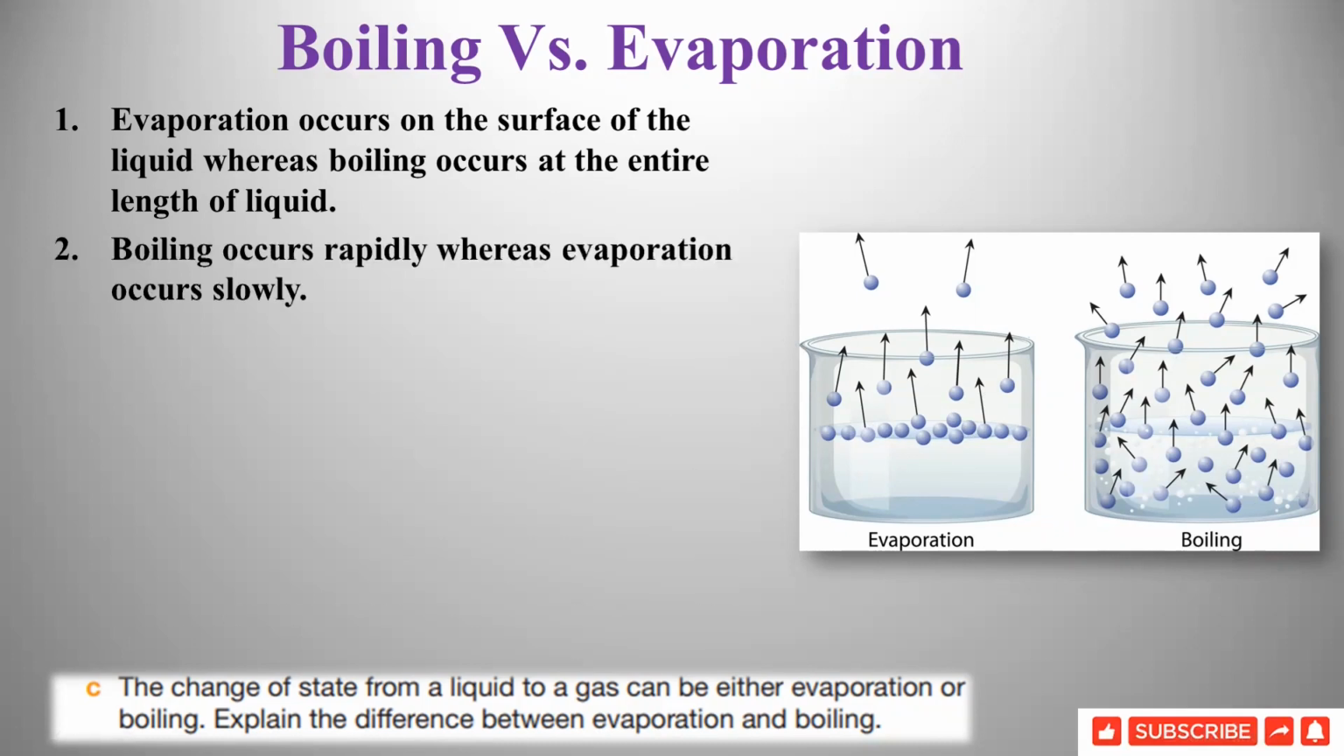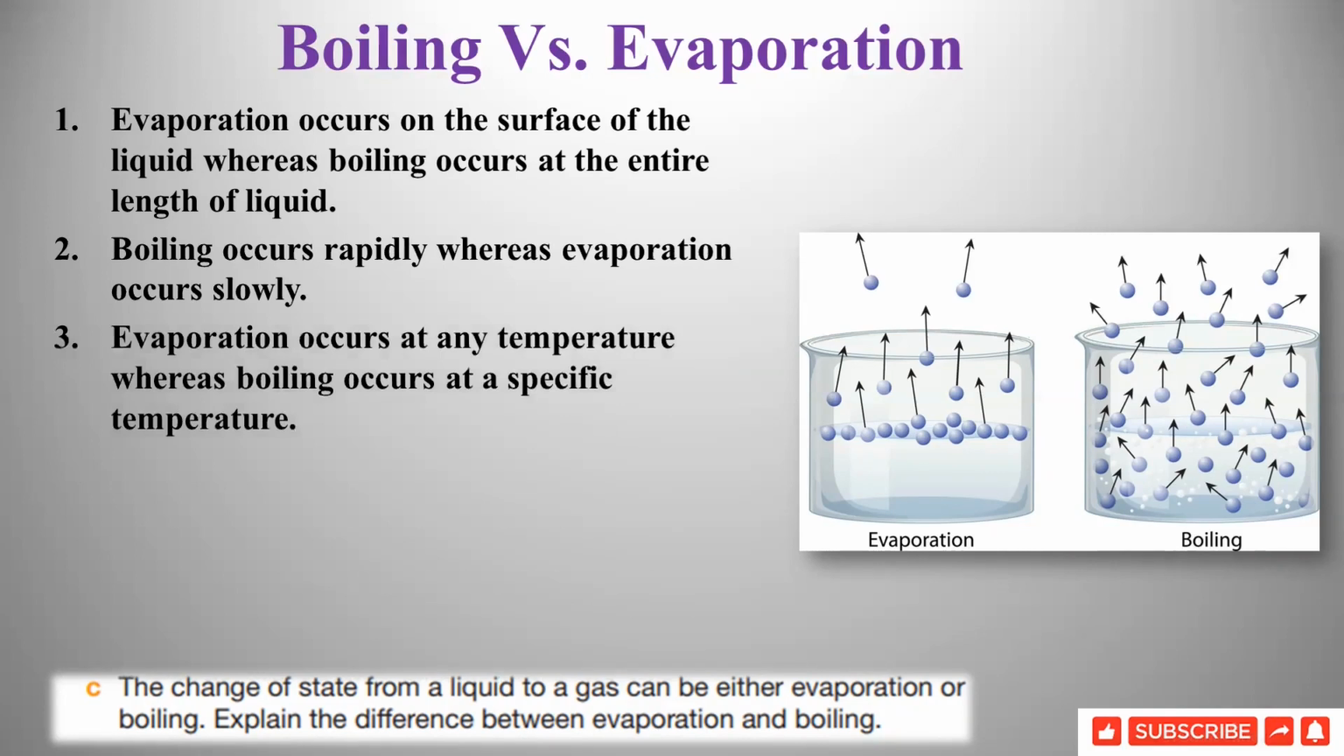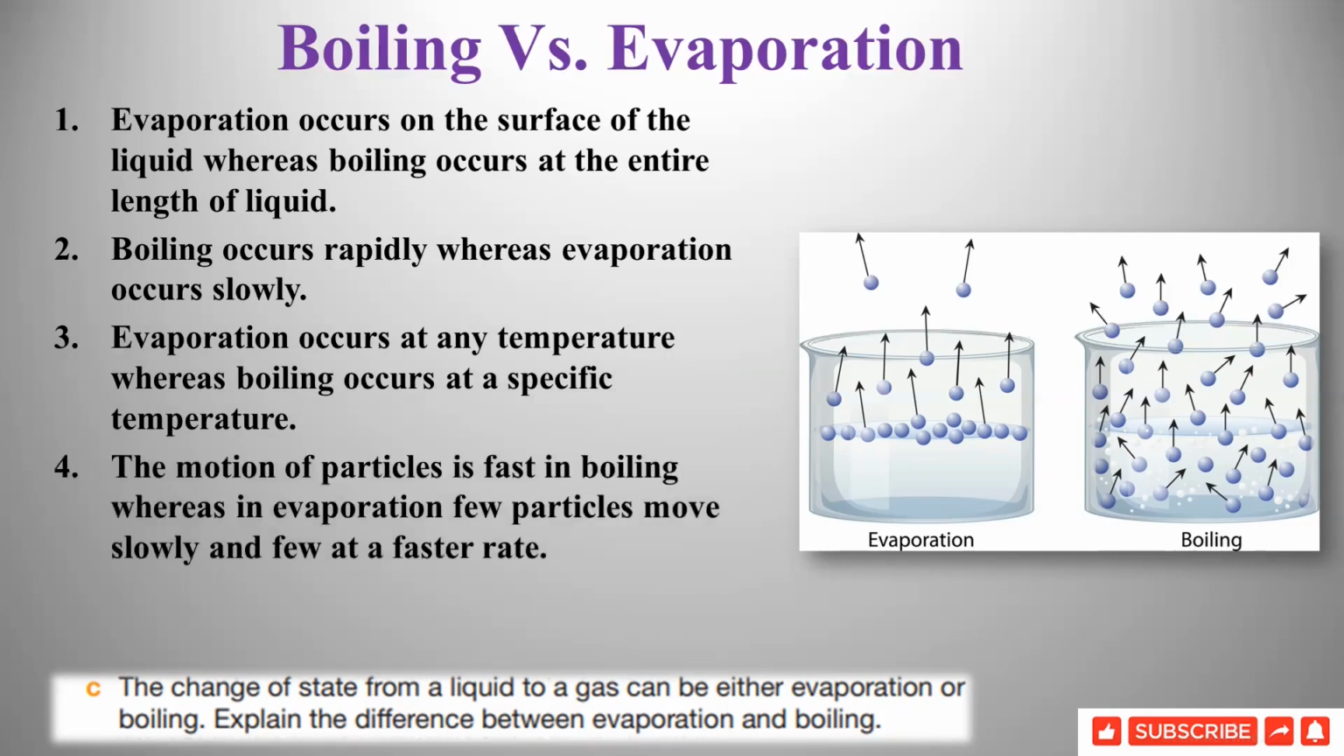Second, boiling occurs rapidly, whereas evaporation occurs slowly. Third, evaporation occurs at any temperature, whereas boiling occurs at a specific temperature. Fourth, the motion of particles is fast in boiling, whereas in evaporation, few particles move slowly and few at a faster rate.